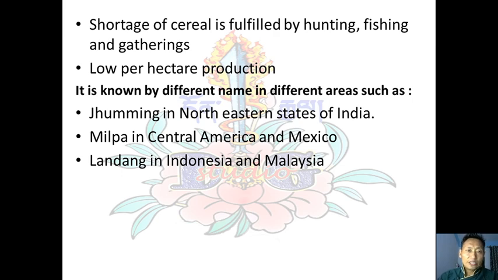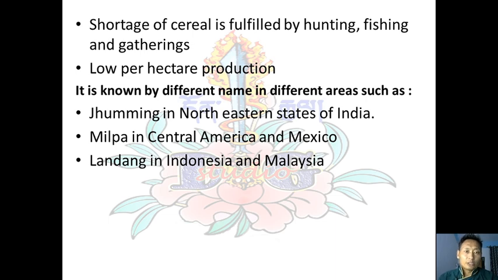So another main characteristic of this type of agriculture is that the shortage of cereals is fulfilled by hunting and fishing and gathering. So apart from doing the agriculture, they are also engaged with alternative sources of income, alternative activities. They are engaged with hunting of animals, fishing, and gathering of medicinal herbs and fruits.